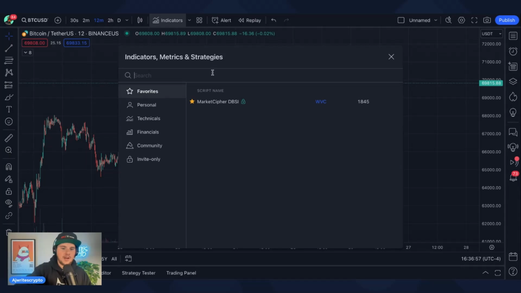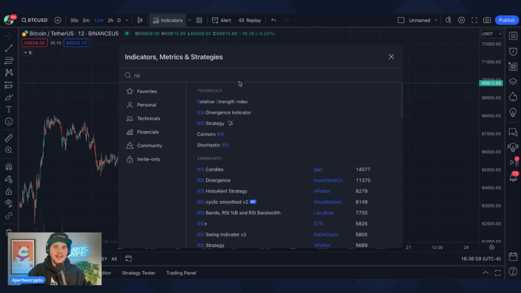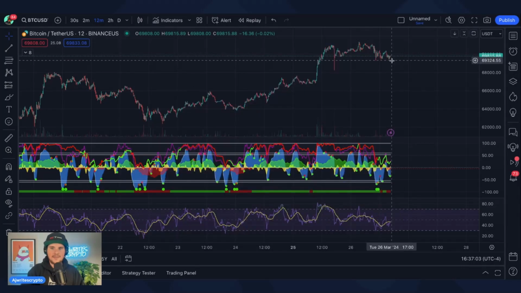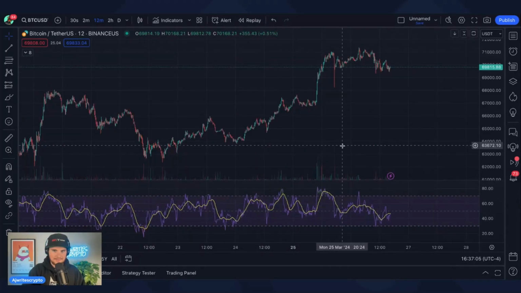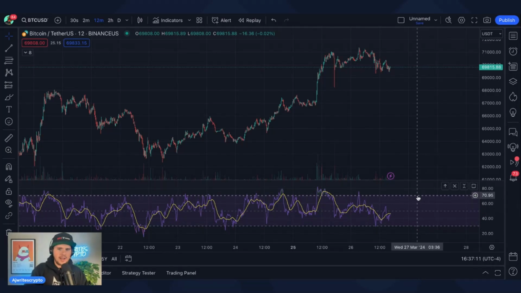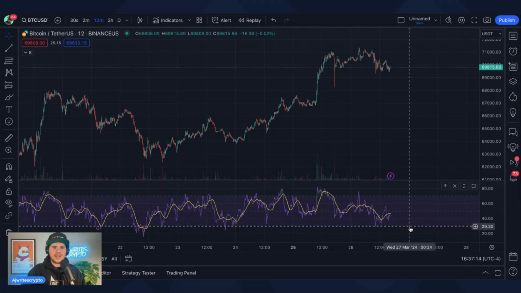You're going to want to type in RSI. I have an RSI video coming your way this week. This is a relative strength index. Basically it's a scale of 0 to 100, where 70 is overbought, 30 is oversold. You can change the bands to 75 to 25. That's a personal preference for professionals.